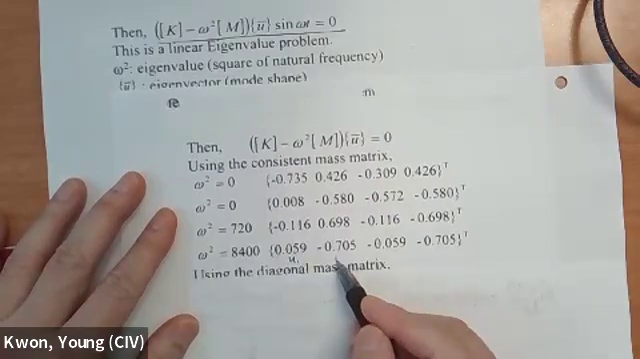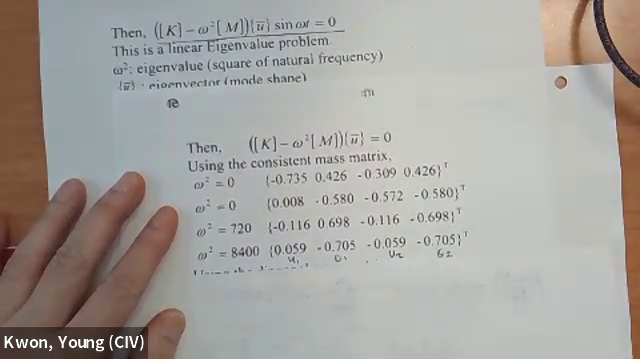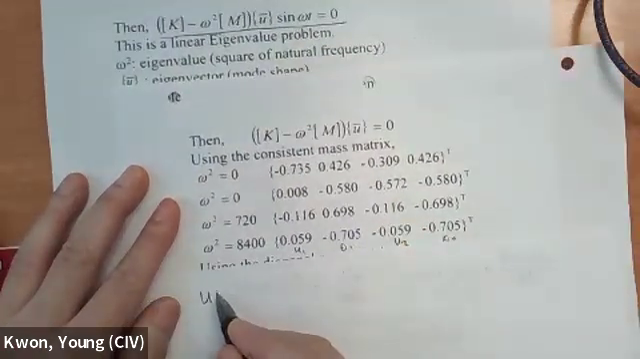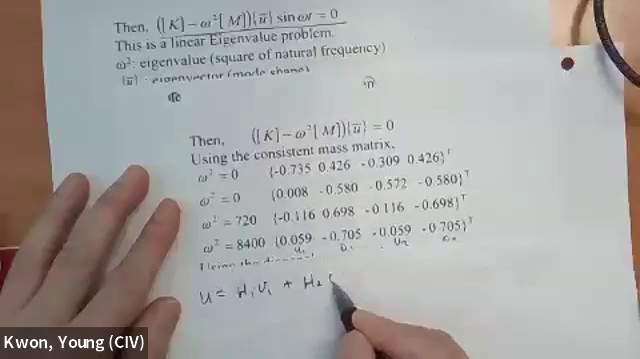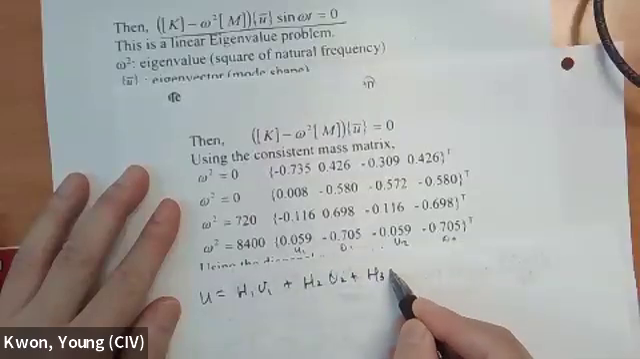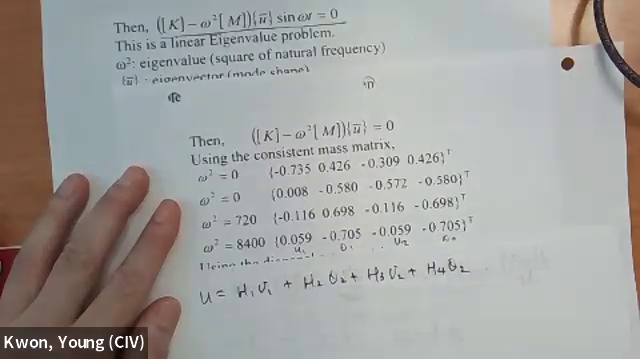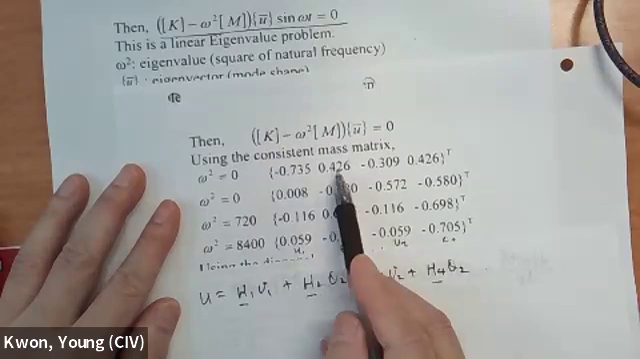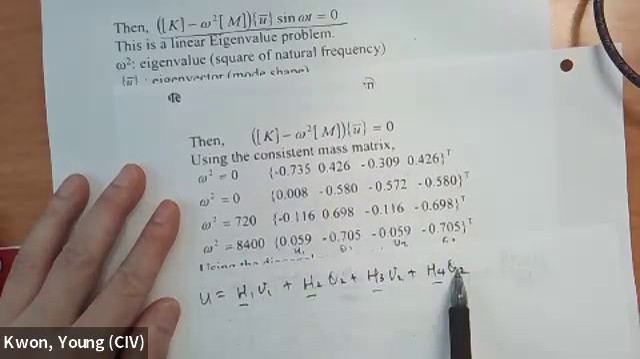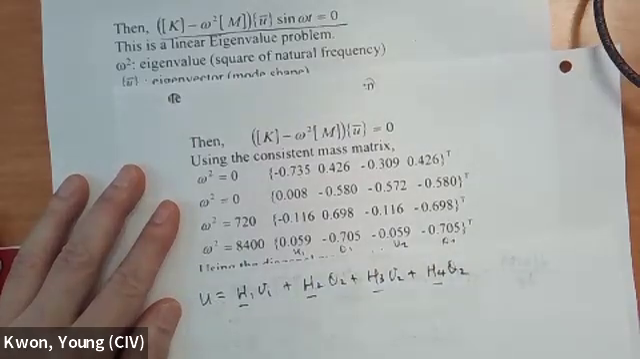This is U1, theta 1, U2, theta 2. So what does it mean? This eigenvector means your U is H1 plus H2, right? So this is a function of x, this is a function of x. Plugging this into here, now this will give you a motion. Okay, we are going to talk about it in a minute. So that's what we mean by the mode shape.